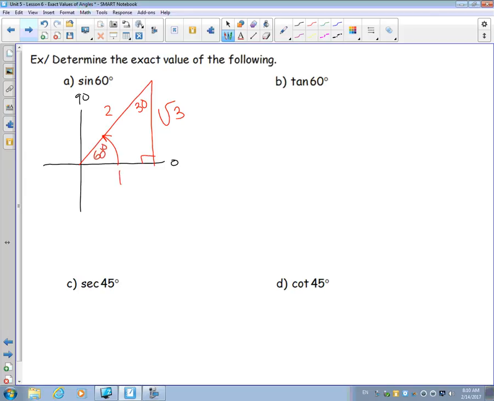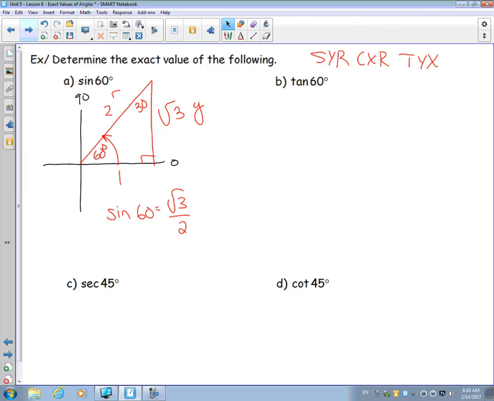If you think about SOH CAH TOA, I can find the sine of 60 by using the y direction over the r direction. And so I can say that sine 60 equals root 3 over 2. And if I try my calculator, I get the same answer as I do with this exact value. If we do tan 60, I don't need to redraw it because I already have the parts and pieces I need. I just have to figure out which ratio to use. Tan is y over x, so root 3 over 1, or we can just call it root 3.